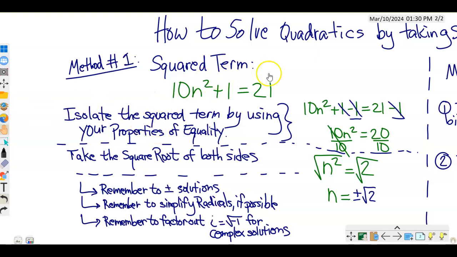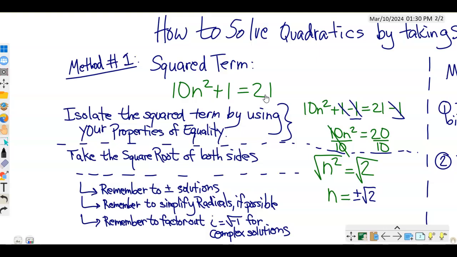If you look at this equation right here, you can see that the only variable is in a squared term. Okay? You don't see a linear variable, just a squared variable. The only other numbers in the equation are constants. Okay? That's the first thing that I want you to notice. So it's very easy to solve quadratics this way.